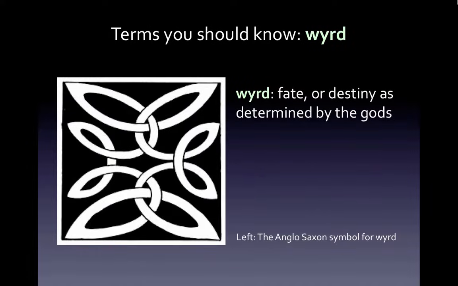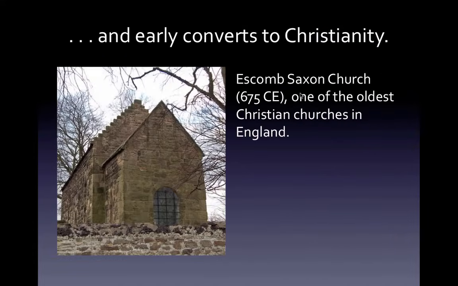And as pagans, the Anglo-Saxons had a deep connection to the concept of fate, or destiny as it was determined by those gods. The Anglo-Saxon word for fate is weird. The modern English word weird, as in strange or odd, comes to us from the Anglo-Saxon word for fate. Yet even as the Anglo-Saxons worshipped their pagan gods, they were also among the earliest converts to Christianity, a development that would have important implications for the Beowulf poem.